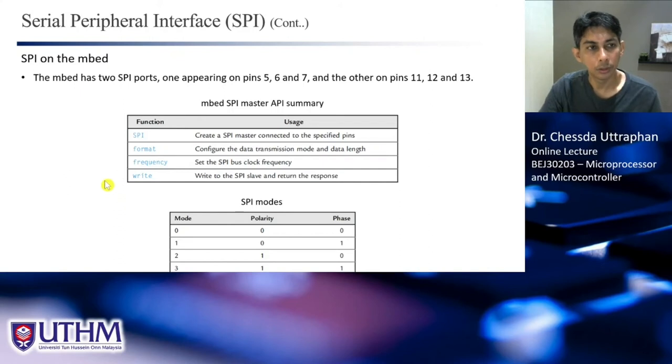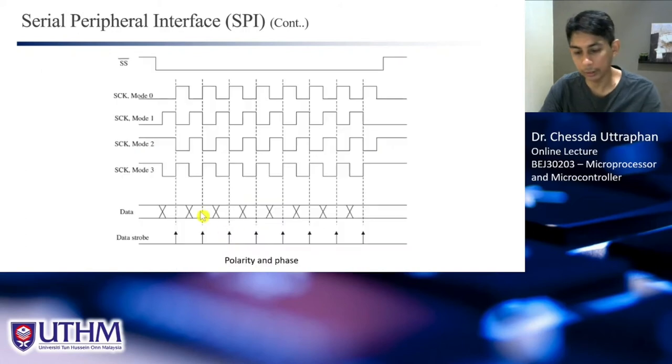So now, how to use it in Mbed. First, this is the API function for the SPI in Mbed. And also in Mbed, we have SPI modes. The SPI mode is normal, typical for SPI communication, where we have four modes in using the SPI protocol in the microcontroller. The first mode is this. This is data and this is the clock. This is how we read the data, or how we synchronize the clock with the data. That is the mode.